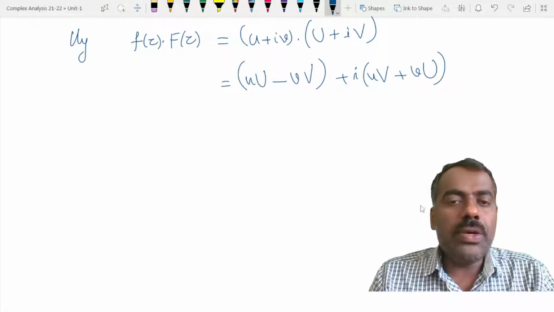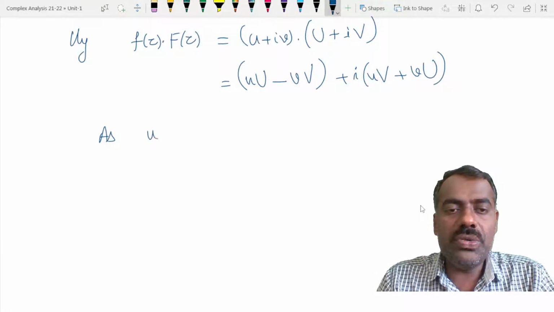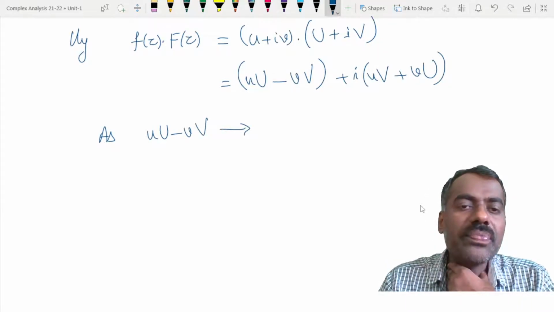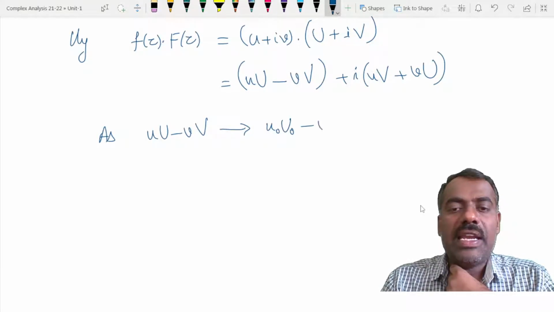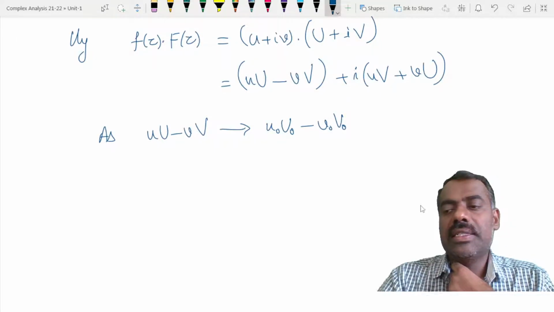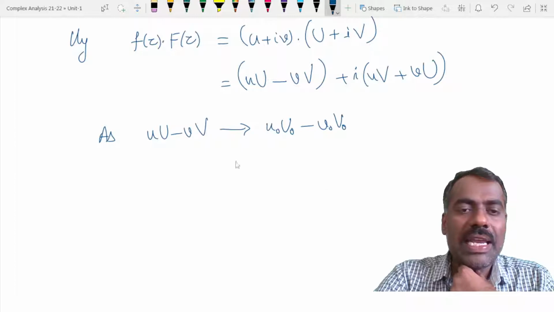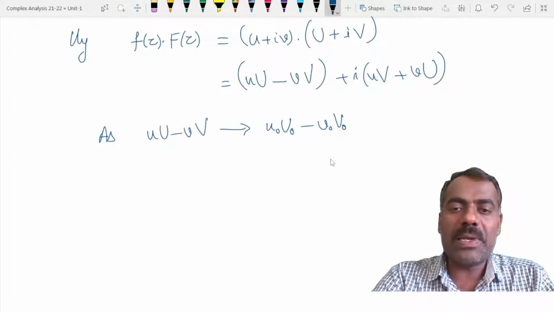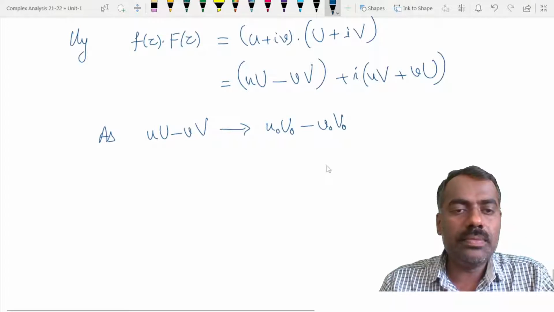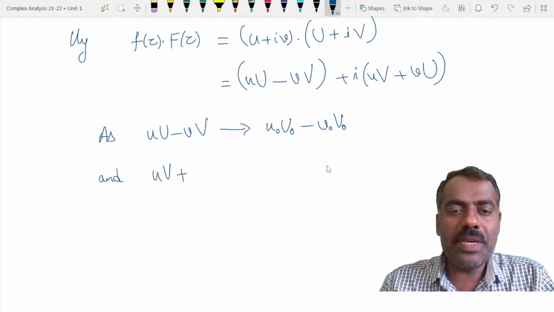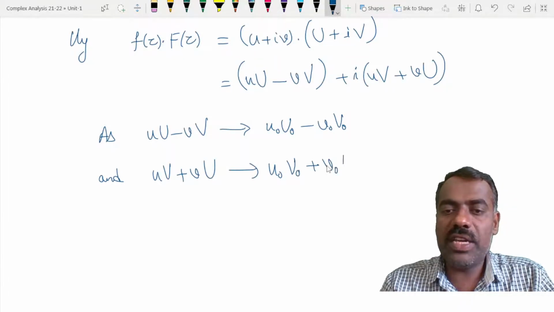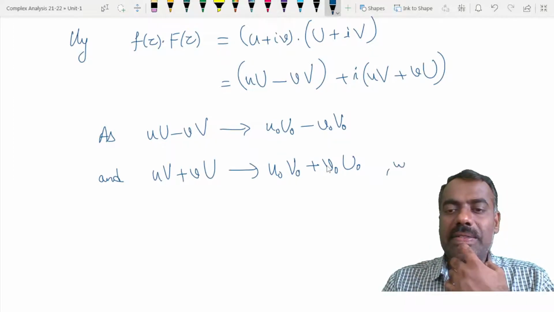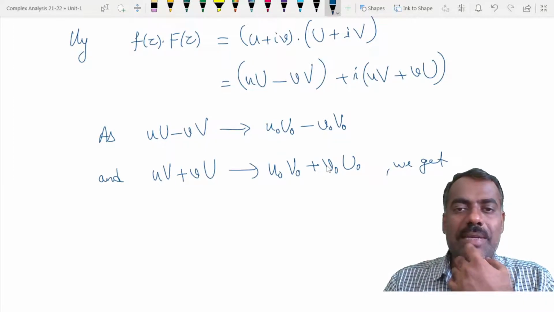Now, how can we argue? As u capital U minus v capital V, this tends to what? This tends to u naught capital U naught minus v naught capital V naught. Is this clear? Because we know about the real case, so then we are trying to get it for the complex case. And similarly, u times capital V plus v times capital U tends to u naught capital V naught plus v naught capital U naught. You will get whatever the right hand side is, because on the left hand side you have limits.